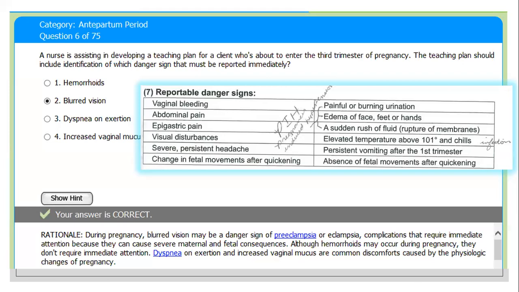Change in fetal movement after quickening. Painful or burning sensation on urination, edema on the face, feet, and hands, right? Also, a sudden rush of fluid, elevated temperature above 101 indicating infection, persistent vomiting after the first trimester. It can lead to hypovolemic shock if untreated. Absence of fetal movement after quickening.